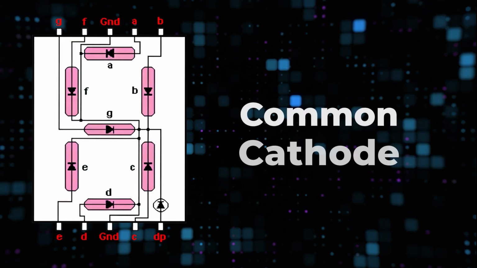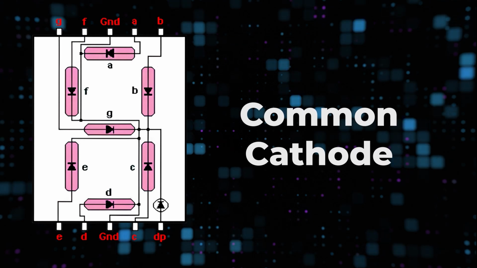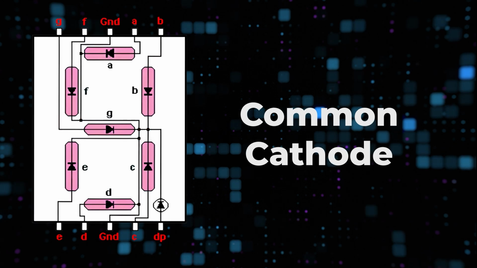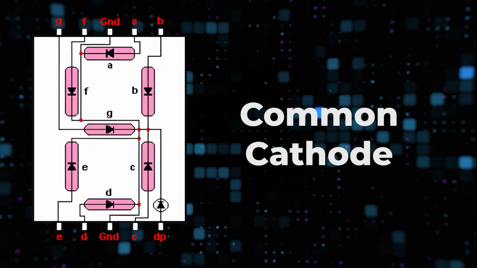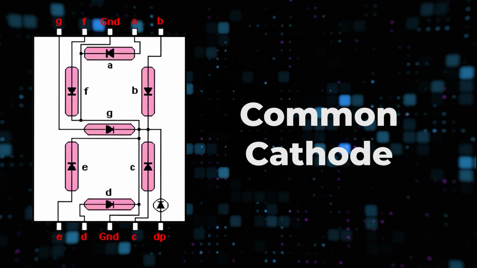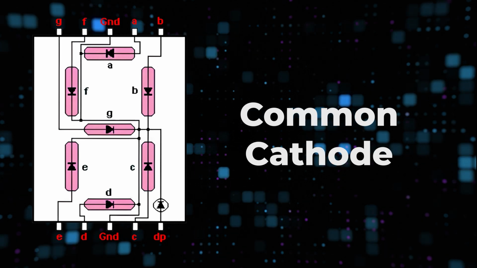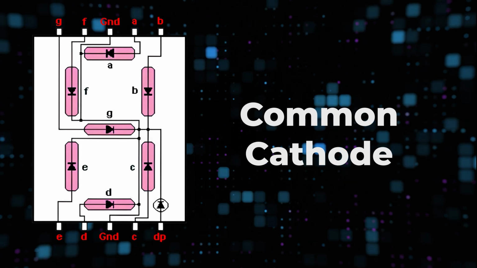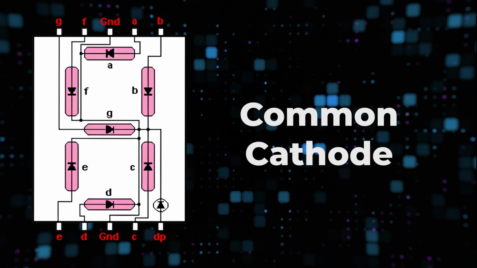In common cathode 7 segments, the cathodes of all segments are connected together, and these are connected to a pin which is always in the middle of both the top side and bottom side of the 7 segment. And the anode of each segment is connected to different pins of the 7 segment, as you can see in the images.